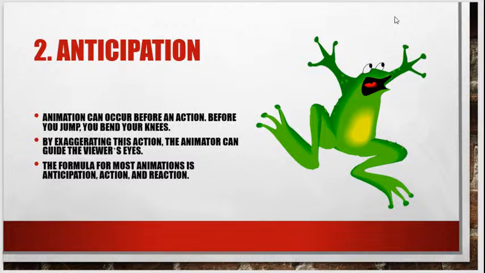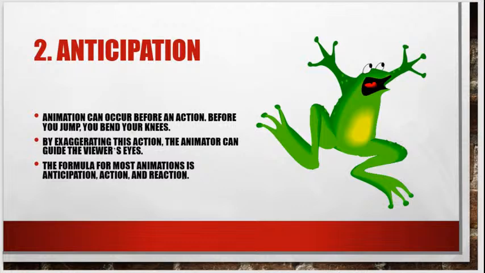And once he jumps, there will be a reaction. It means he's scared of something, but after jumping, he will be saved from that thing, or he will do something funny and people will laugh. So that will be the reaction. This is a bit of a formula: you show anticipation, you do the action, and there will be a reaction. If you don't have the anticipation, then action, then reaction, it will not work. So when you do the anticipation, you have to do the action and reaction.